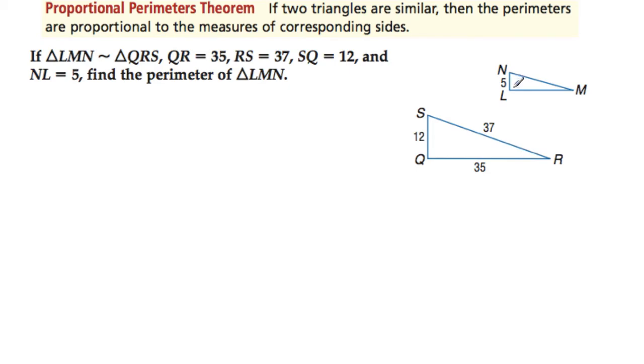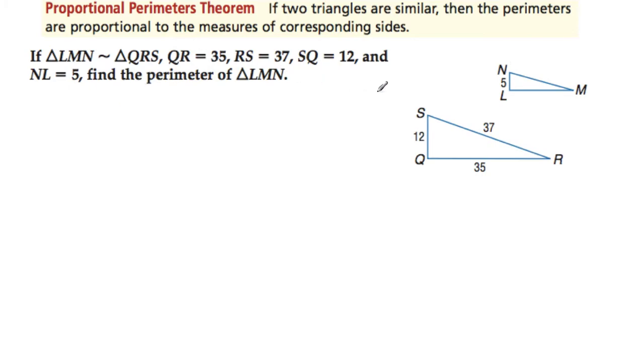So one solution would be to find the other two sides using the proportion, the scale factor. So we can find the proportion of the sides and then find LM, NM, and add up all three sides. That's one option. But like many of the other ways, that's a long way. That's more work than is needed because we can find the perimeter of this triangle and use the scale factor.